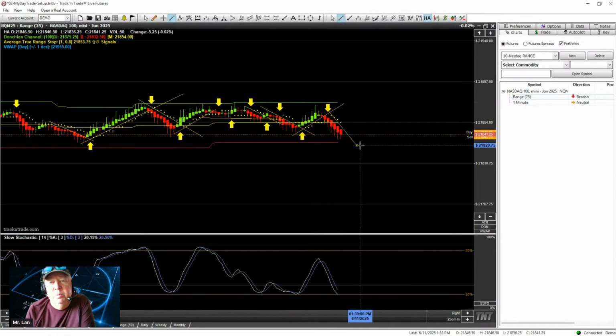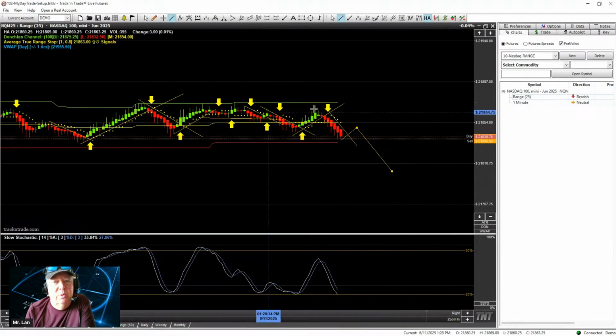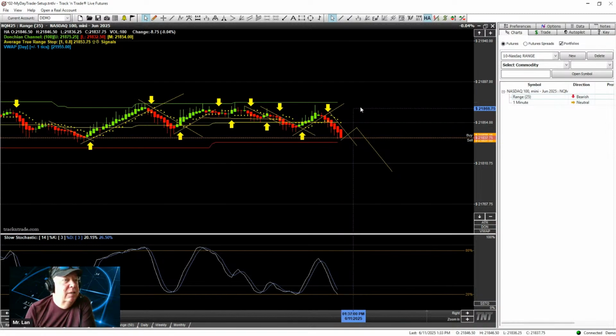Right? We want to see a nice move, maybe a couple green bar pullback, and then a continuation of the move. That's what we're looking for. We need it to move. This is the range 25. So I put the range bar 25 in there for Kurt.